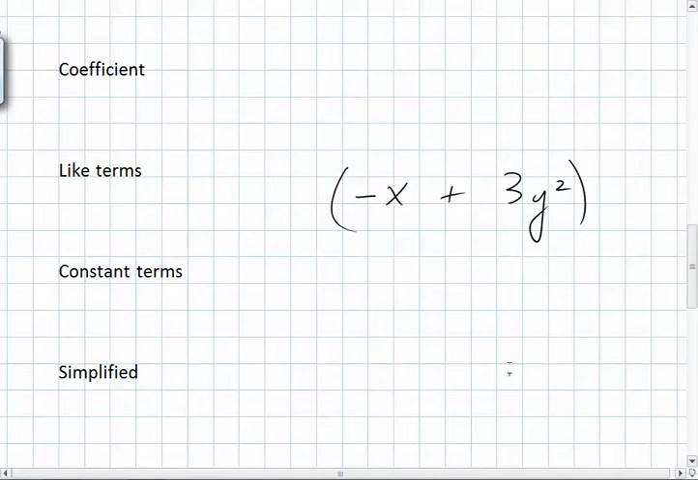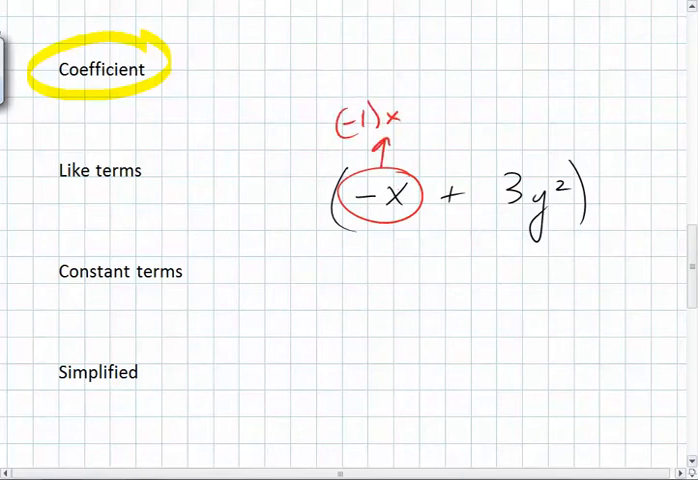Before we get back to doing some more distributive property problems, we need to understand the meaning of 4 different terms: coefficient, like terms, constant terms, and what it means for something to be simplified. In a term that is a product of a number and a variable, the number is the coefficient. So for example, in this term right here, there's actually a number there. There's an invisible number. There's a -1. This term is actually -1 times x. And in this case, the coefficient is right here. Over in the second term, the coefficient is going to be the 3, because the 3 is the number that is getting multiplied by a variable.